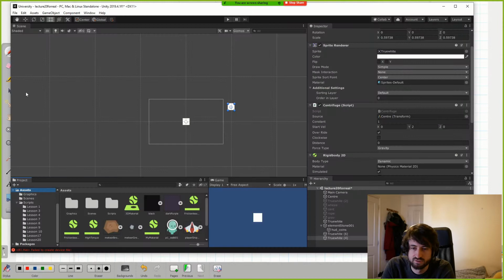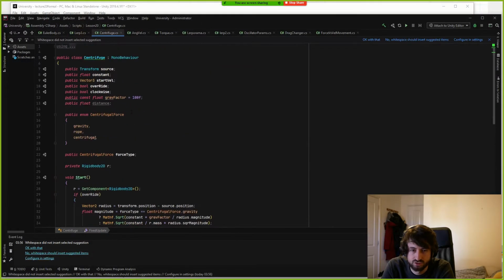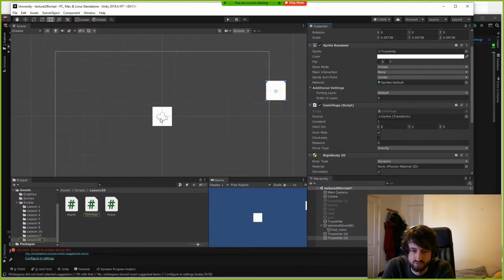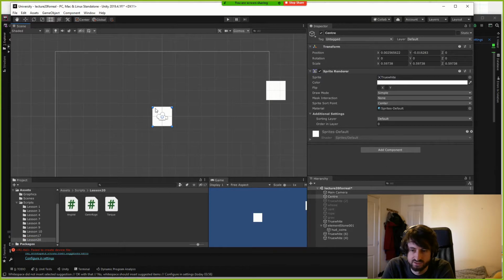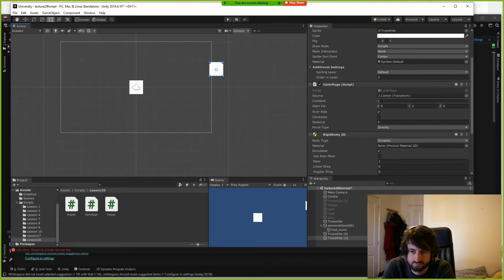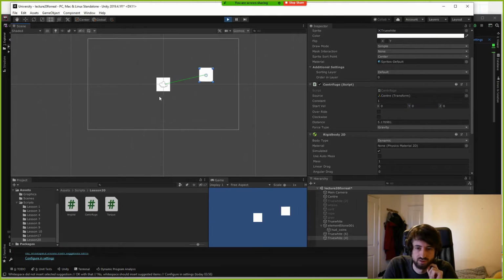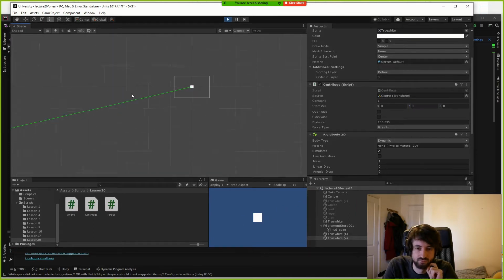So I'll just show you in Unity. Say we have something, and I've added a script to it called centrifuge, and it just pulls any object into the middle. I've set it as this thing, so this thing's going to fall into the middle. We're not going to give it any velocity, we're just going to let it drop. Now, watch what happens. It gets pulled in, and then it shoots off.